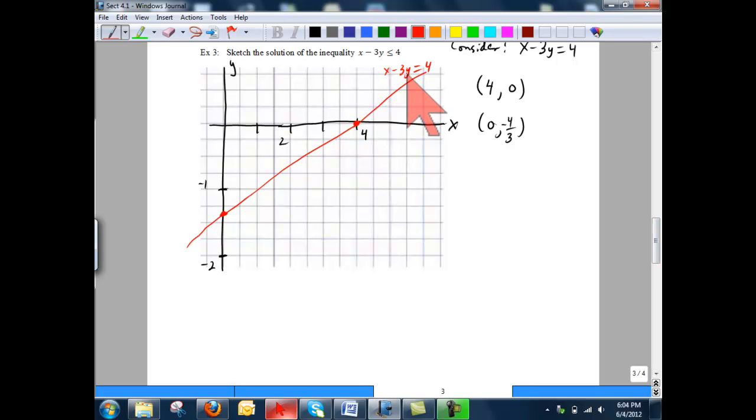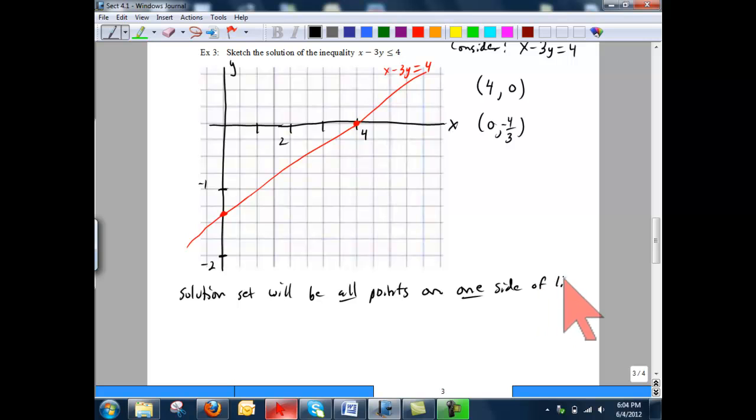All right, I didn't want the graph of a line, I wanted the graph of an inequality. Perhaps you remember shading regions. It turns out that the solution to the inequality is either going to be all of the points up above and to the left of this line, or all of the points to the right and down below this line. So now all we have to do is find out which of those two cases is correct. So just let me write here, solution set will be all points on one side of this line. And the way you decide which side is to choose a test point.